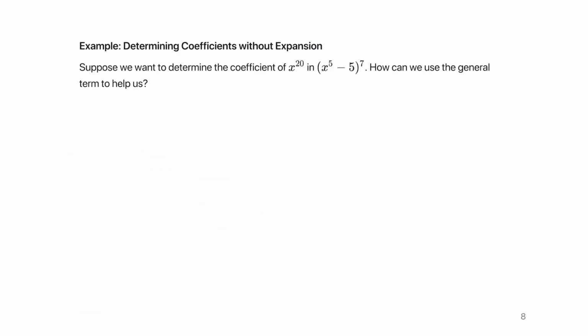Okay, so up until that point, that was just recap. But now, this is an example that we didn't have enough time to cover last week. Suppose we want to determine the coefficient of x to the 20 in the expansion of x to the 5 minus 5, quantity to the 7. How can we use the general term to help us? Okay, so I'll give you a couple minutes. Try and determine what the coefficient on x to the 20 in this expansion is. Of course, without Wolfram Alphaing it or writing out every single term of the expansion. So try and figure this one out. And talk to the people near you to try and do so.